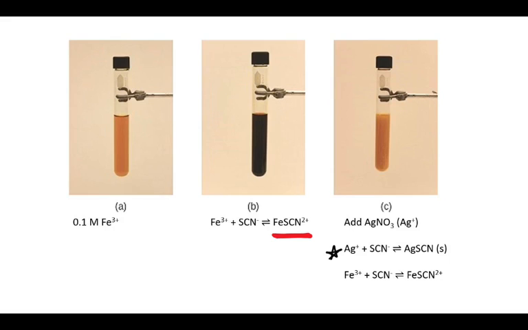So the addition of silver decreases the SCN in this equilibrium mixture, which means that in order for the system to get back to equilibrium, it's going to need to shift toward the reactants. So in order to make more SCN, we're going to have to decrease the FeSCN in order to increase the SCN and the Fe3+. And the result of that is that we see the removal of the dark red color in favor of making more Fe3+.